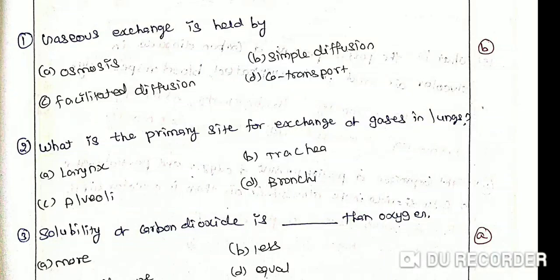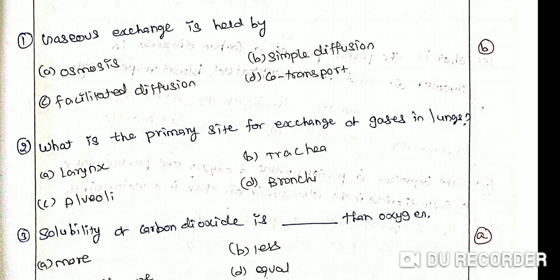Gaseous exchange is held by option A osmosis, option B simple diffusion, option C facilitated diffusion, option D co-transport. The correct answer is option B simple diffusion. Gaseous exchange is a passive process. It is held by simple diffusion. Diffusion pressure for every gas is called partial pressure. At the time of diffusion, gas moves from high partial pressure to low partial pressure.